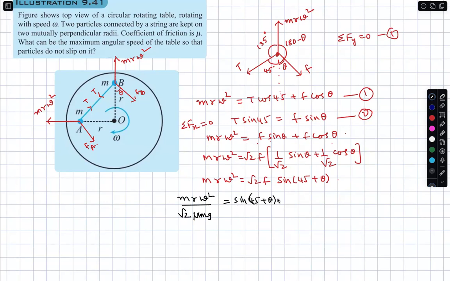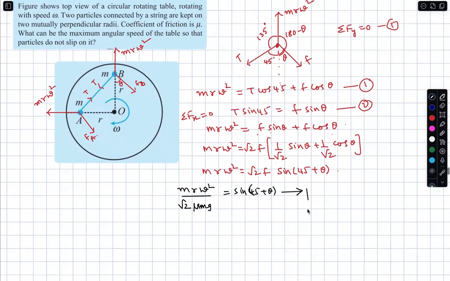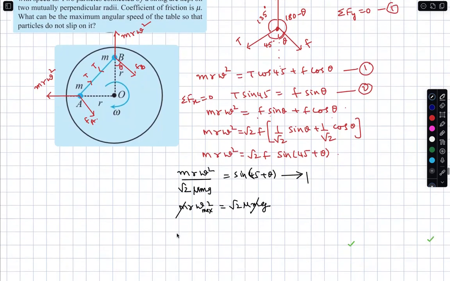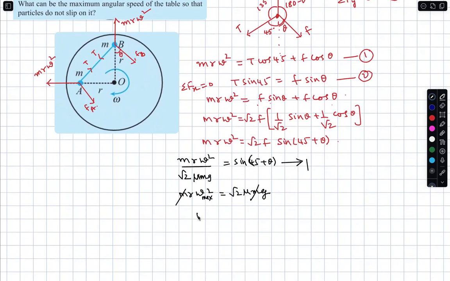And one more important point, the maximum value of this is 1. Even if you quarrel with God, its maximum value is 1. So therefore, M R omega maximum square is root 2 mu mg. M cancels. So omega max is under root of root 2 mu g by r.